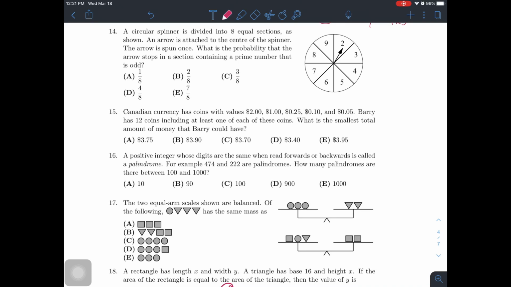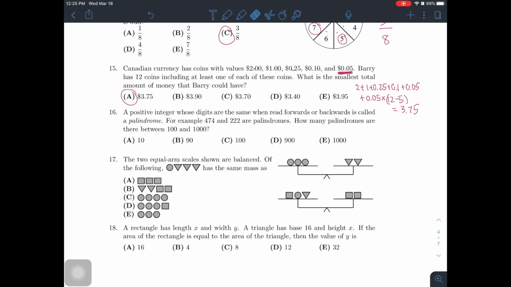Well, first let's find all of the numbers that are prime and odd. That includes 3, 5, and 7. And because you have 1, 2, 3, 4, 5, 6, 7, 8, the probability would be 3 over 8, giving us C.